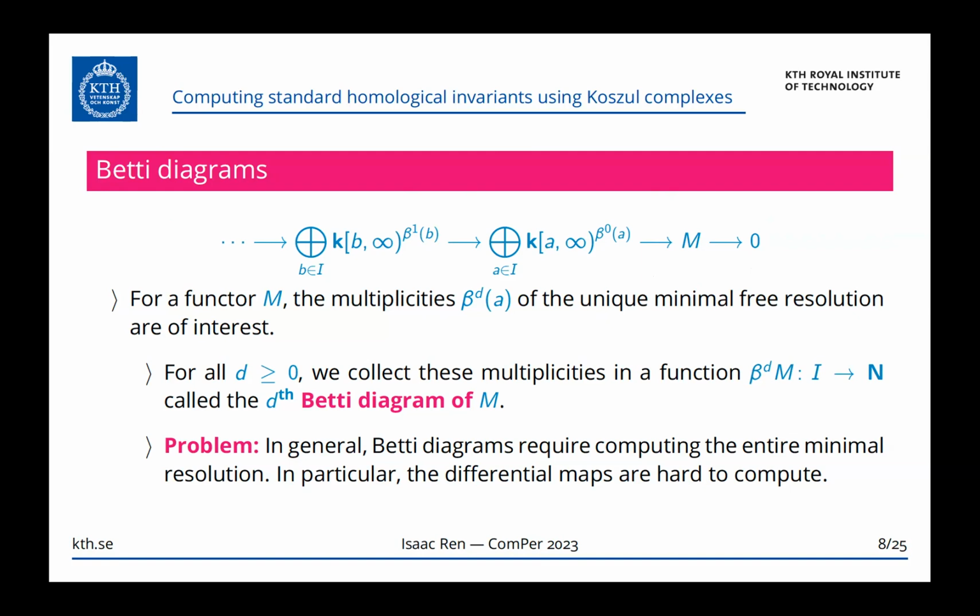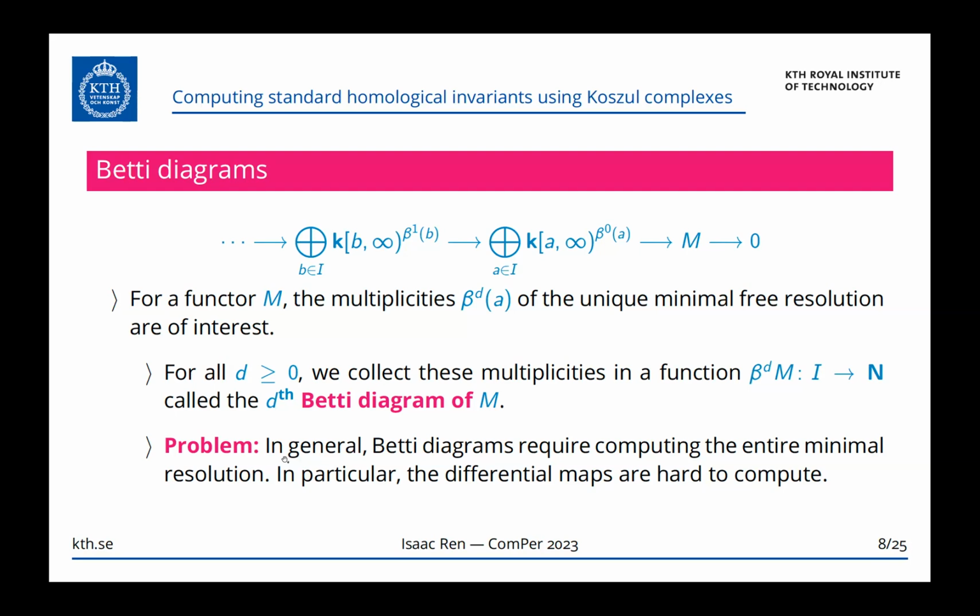We collect these by degree. So for a given d greater or equal to 0, we define this function beta_d of M, which for each element of the poset I gives the multiplicity of the free functor at that element. So this is the Betti diagram of M.